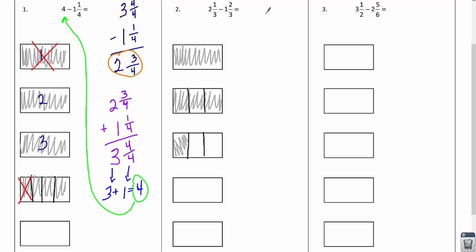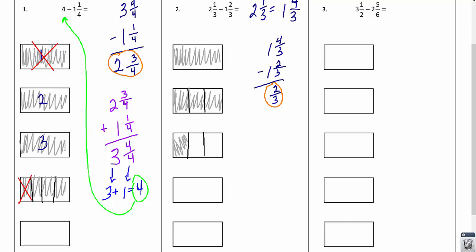And what I've done in this case is I've renamed my 2 and 1/3 into 1 and 4/3. You're seeing 1 and 4/3. So now I can take my 1 and 4/3 and subtract 1 and 2/3. What I get are 2/3: 4/3 take away 2/3 is 2/3, 1 take away 1 is 0. I get 2/3 as my answer. That's what I am saying the correct answer is.